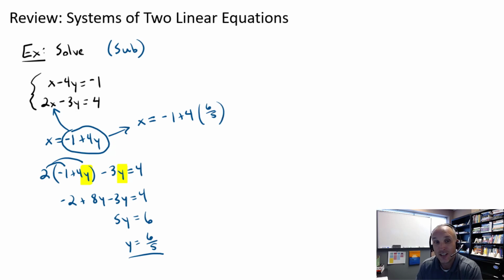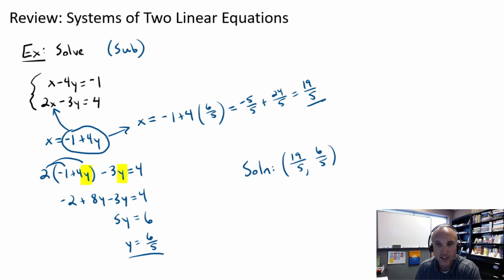And now this one's the easiest because I already have x by itself, so all I have to do is calculate this value. So -1 is -5/5, and 4 times 6/5 is 24/5. And if I add those together, I get 19/5. So x is 19/5, y is 6/5. So our solution is the ordered pair where x is 19/5 and y is 6/5.